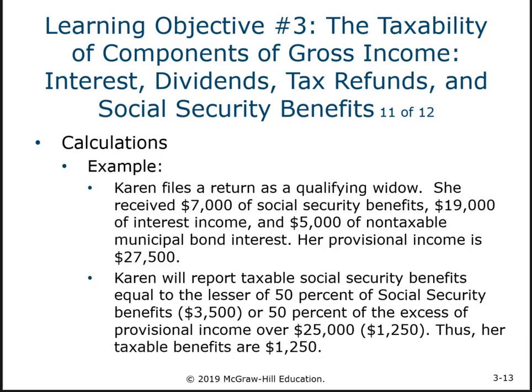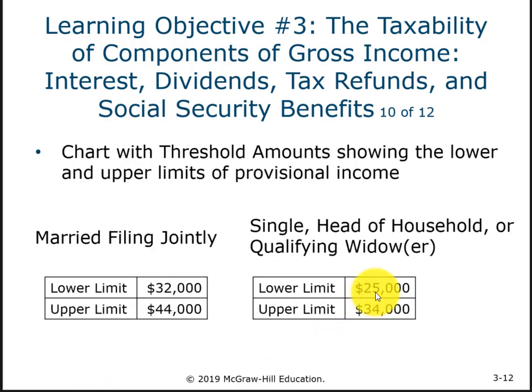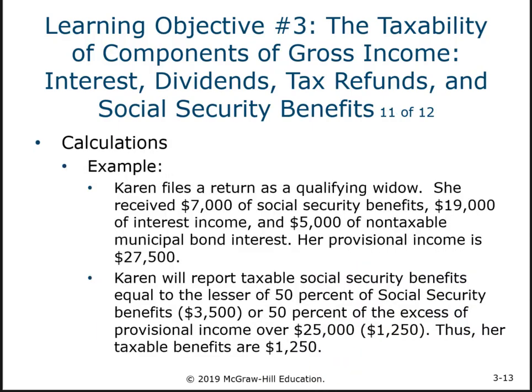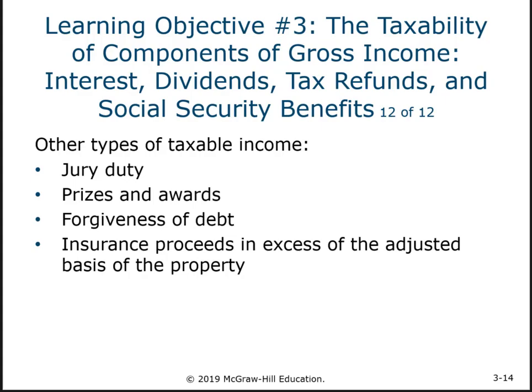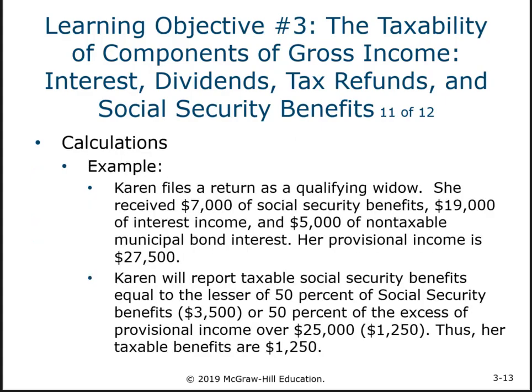Okay, so Karen will report, where does she fit? She's between, okay, she hasn't reached the top threshold. Okay, she's over here. She's in between these two. So she'll report taxable Social Security benefits equal to the lesser of half of the Social Security benefits, which is $3,500, or half of the amount she was over the $25,000. So it's always the lower of the two amounts.